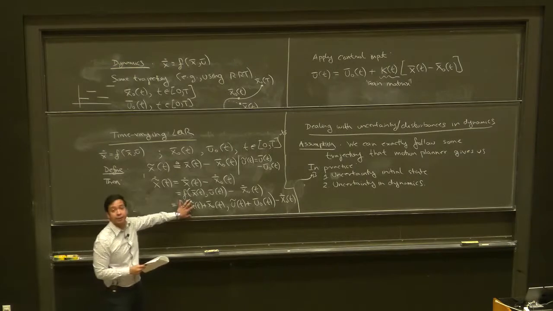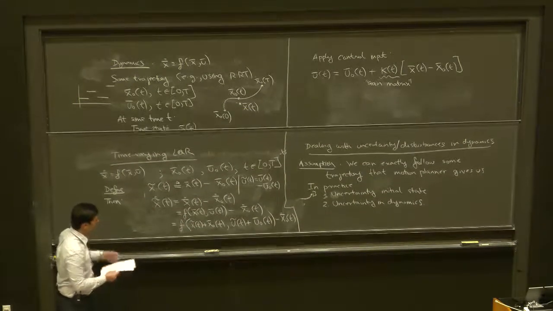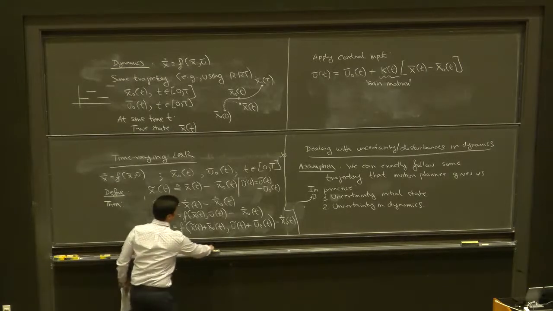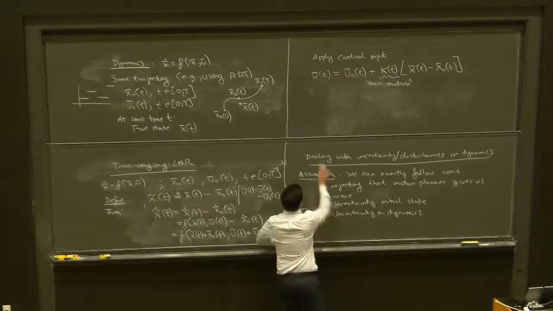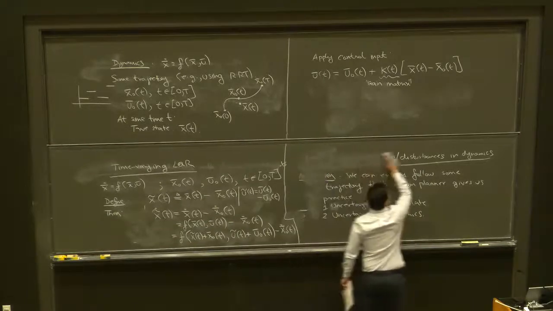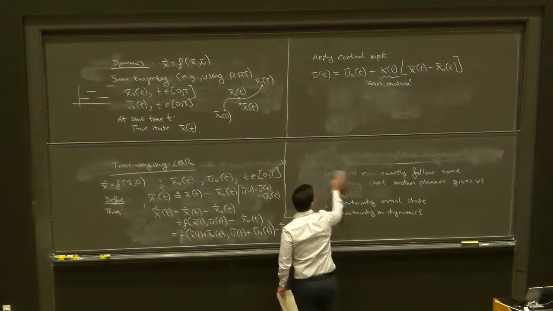So f is nonlinear, right? We're assuming you have some nonlinear dynamics like the planar quadrotor or the 3D quadrotor. So we can linearize these dynamics, again by doing a first order Taylor series expansion.